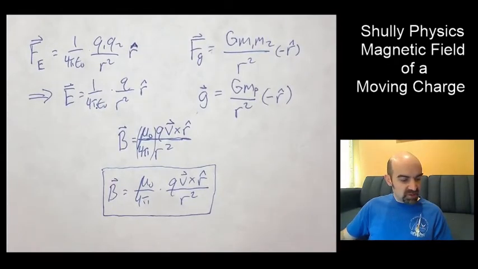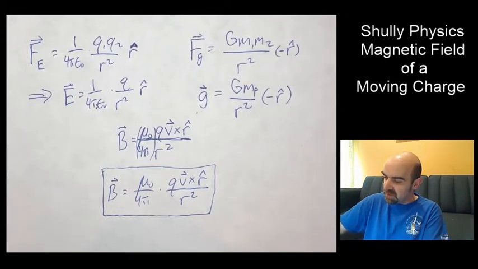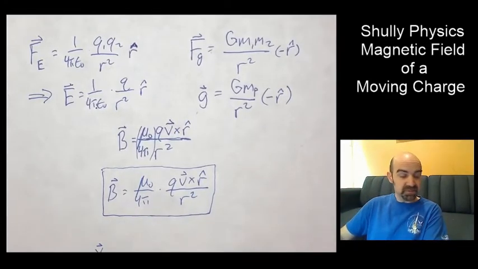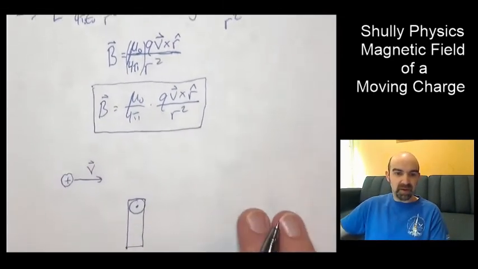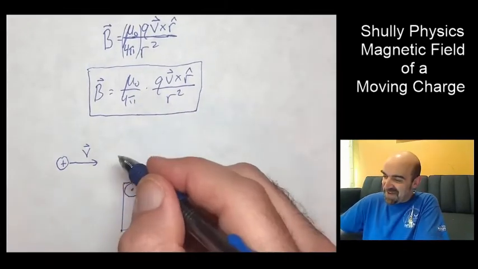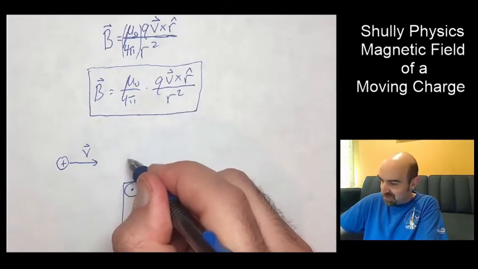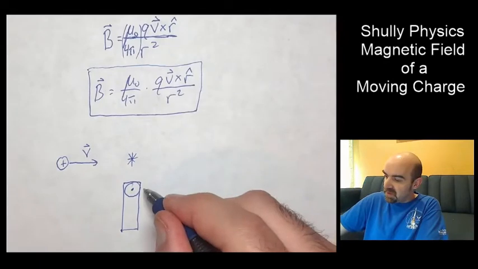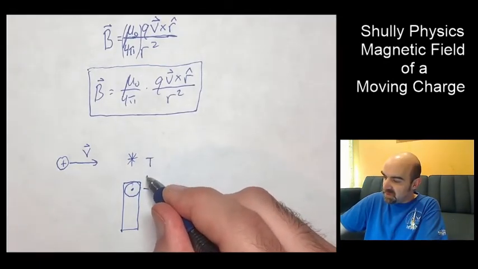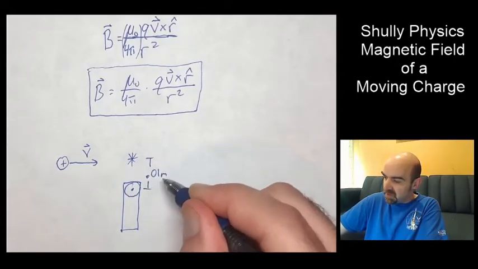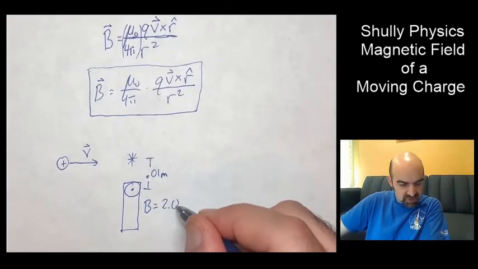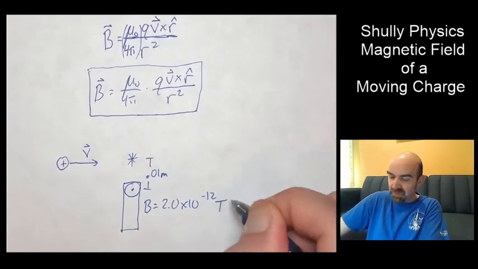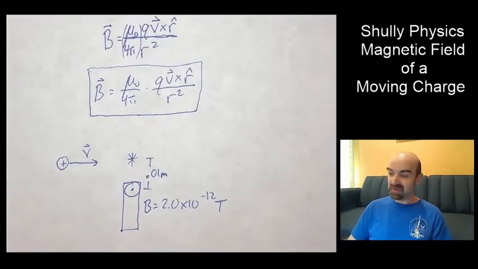All right, here's an example. We'll take a positive proton that's moving with a velocity in this direction. I'm going to take a magnetic field sensor and orient it so that it's pointing up out of the page. This proton is going to be moving by this point here, so we're going to look at this location. We'll say our magnetic field sensor is a centimeter away, 1/100th of a meter. The magnetic field measured is 2 times 10 to the negative 12 teslas. We're just talking about one single tiny proton, so it's not going to be a strong magnetic field.